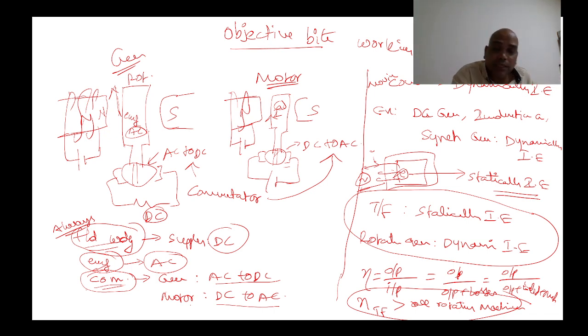And what is the efficiency of the transformer? In which type of machine is efficiency more? Compared with all rotating machines, transformer efficiency is more. Why? Because there are no mechanical losses, and electrical losses are also less.